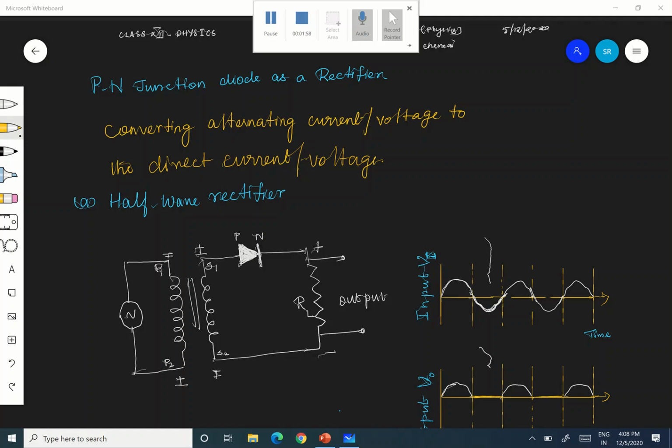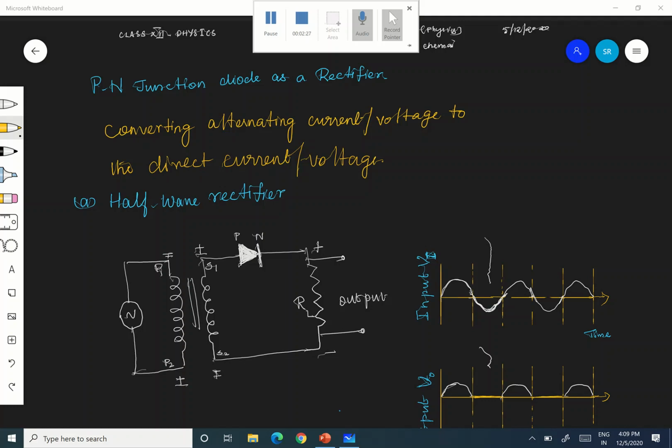See here, as I told you, what is a rectifier? A rectifier is a device which is used for converting alternating current or voltage to the direct current or voltage. And the process of converting AC, alternating current, to DC, direct current, alternating voltage to direct voltage, is what is called rectification.